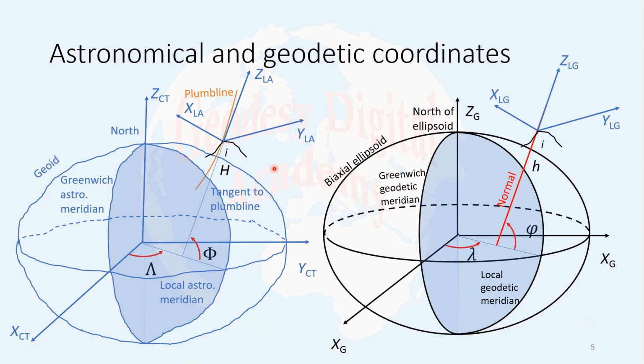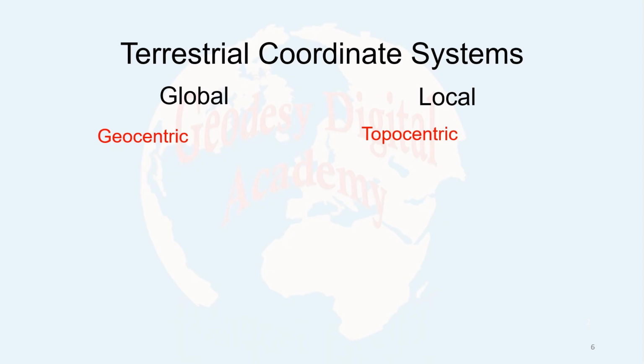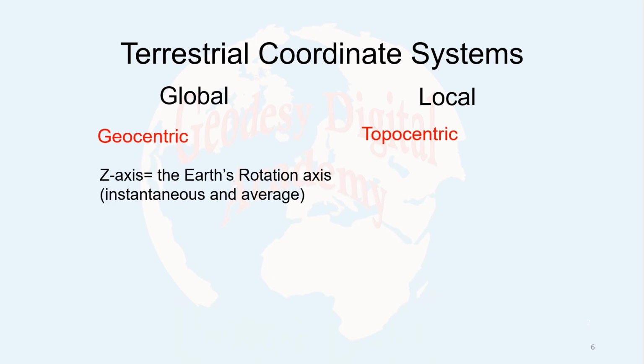Here I give you a summary for terrestrial coordinate systems. Coordinate systems are global or local. If they are global, they are geocentric. If they are local, they are topocentric. For the global ones, the z-axis is along the Earth's rotation axis, and the rotation axis can be instantaneous or average. If it is instantaneous, then the meridians, equators, and coordinates will be instantaneous. And if it is average, the coordinates will be average. Meridians and equators are average.